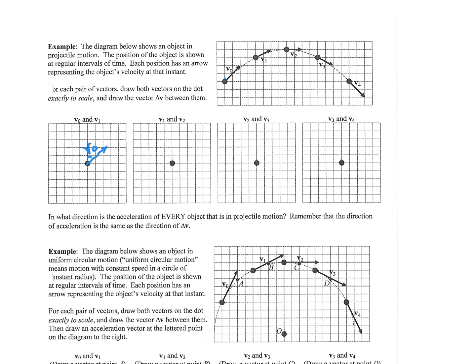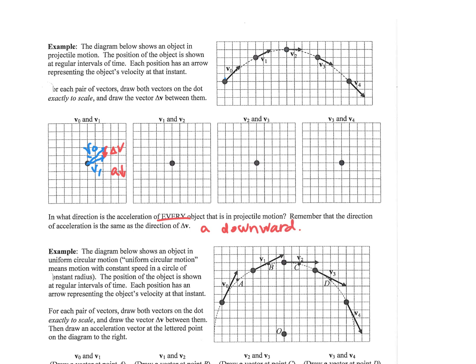So up 1 over 2 puts it here, which means that the change in velocity would be v sub 1 minus v naught, which would be this way. This is my change in velocity. Okay? And what direction is the acceleration? Acceleration is downward. Every object, since it's projectile motion, the acceleration is downward. It's gravity, isn't it?